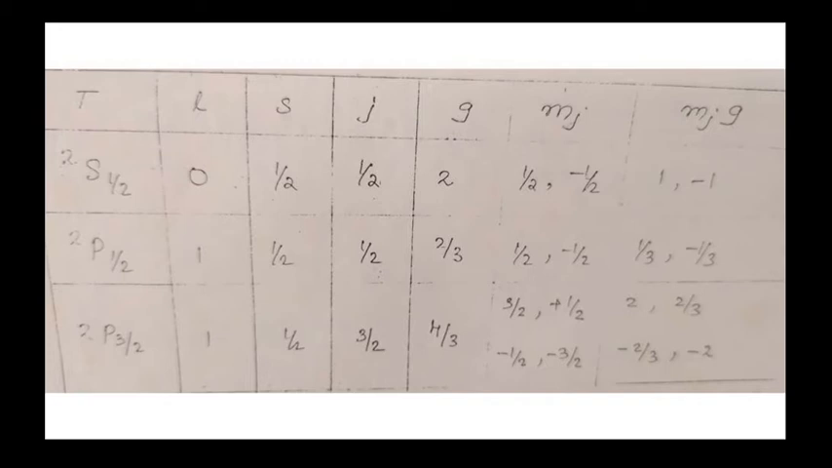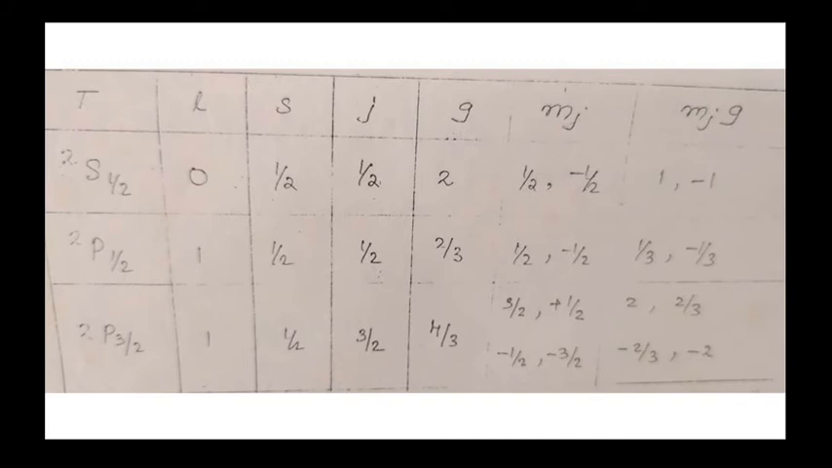For 2s 1/2, this g value is 2, and for 2p 1/2, the g value is 2/3, and for 2p 3/2, this g value is 4/3. The values of Mj corresponding to J equal to 1/2 are +1/2 and -1/2, and for 3/2 they are +3/2, +1/2, -1/2 and -3/2. The product of these two terms, g and Mj, will help us find the energy level.